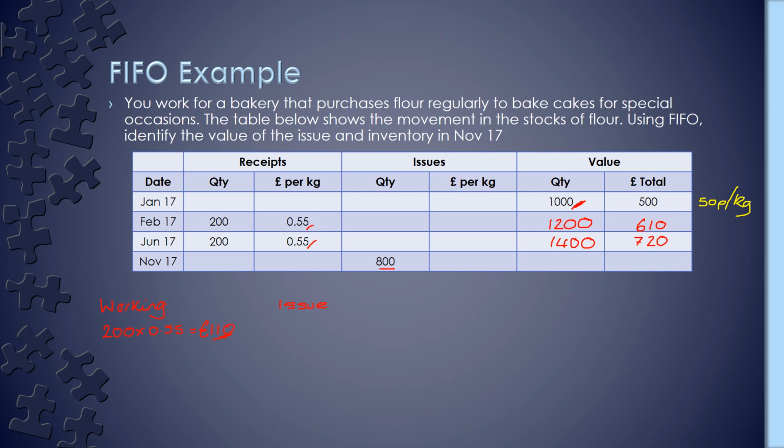So we can see that we only need 800. The question you need to ask yourself when you're working through where you're taking your issues from is, we need 800, can we take 800 from that first pot? Well, yes, we can. So we're going to issue it as 800 times 50p, which gives us 400. So our price per kilo is just going to be this 50p here, because it's coming from that original stock. Okay?